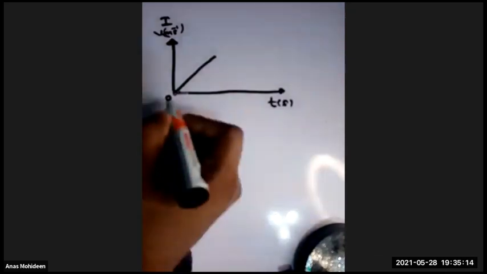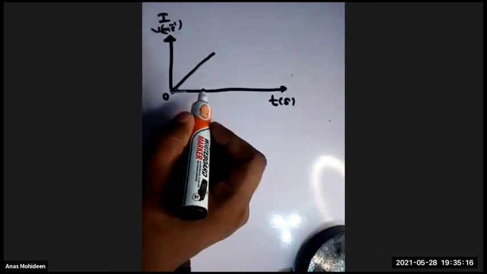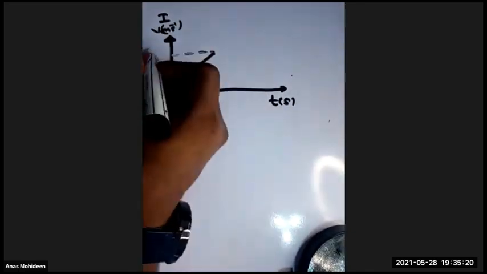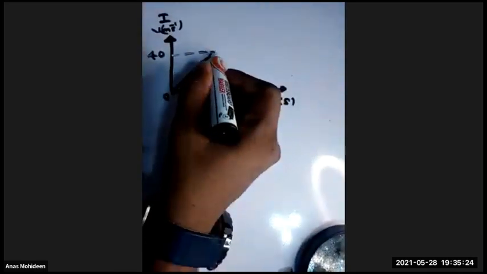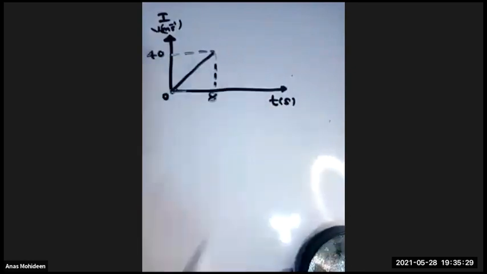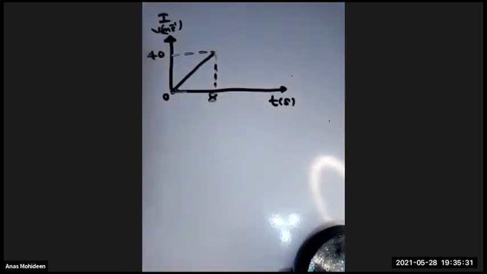So the starting velocity is 0, ending velocity is 40. So 40 ms-1 I represent here. And what's the time taken for this? The time taken for this was 8 seconds. And then it is moving at the same velocity for another 8 seconds.